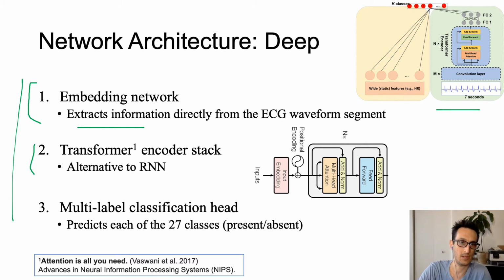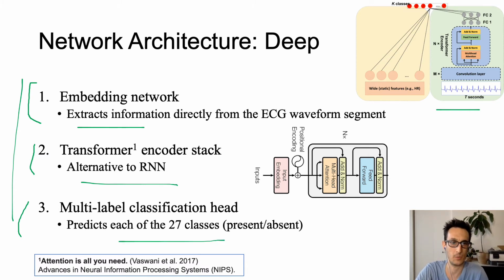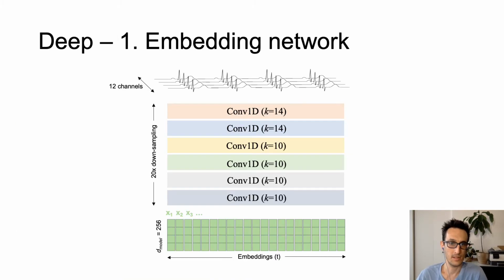This transformer is typically an encoder-decoder type network. They're used in natural language processing as an alternative to recurrent neural networks. However, we're only interested in classification, so we only use an encoder and we don't need a decoder. And then the final part of the deep component is the multi-label classification head. In particular, we want to predict 27 classes, and we want to make a prediction about every one of those 27 classes, whether it is present or absent in the recording. So I'll go into a bit of detail about each of these components.